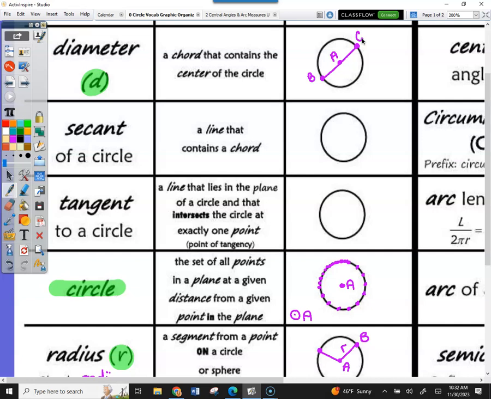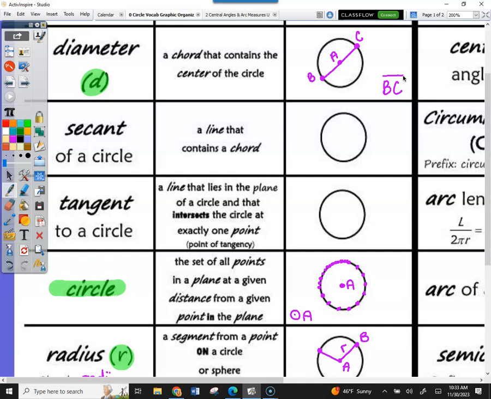If I wanted to talk about this diameter, I would either call it BC or what? CB. Remember, when you're labeling segments, you only use two letters. Where do you start? Where do you stop? You don't name letters it might pass through in the middle. You would not call it BAC because it's a segment, not an angle. So you would only call it BC. It's a diameter because it passes through A, right?